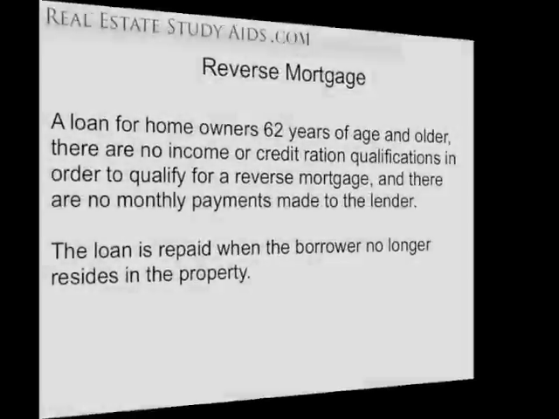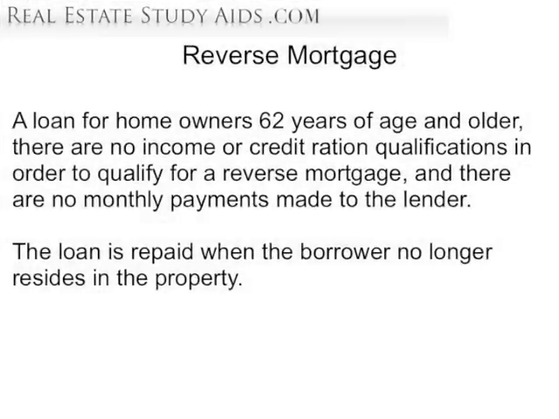A reverse mortgage is a loan for homeowners 62 years of age and older. There are no income or credit ratio qualifications in order to qualify for a reverse mortgage, and there are no monthly payments made to the lender. The loan is repaid when the borrower no longer resides in the property.